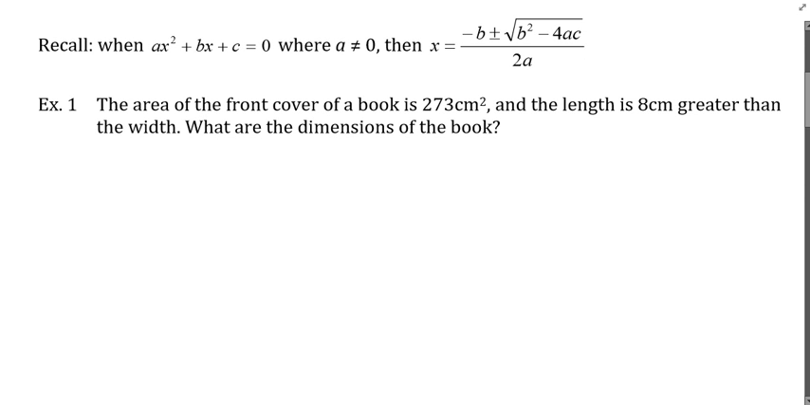Area of the front cover of a book is 273 centimeters squared. The length is 8 centimeters greater than the width. What are the dimensions of the book? Irrelevant that it's about a book. Safe to assume this book has a rectangular cover. It doesn't say that it's a rectangle, but it's safe to assume. So let's just go ahead and solve this one.